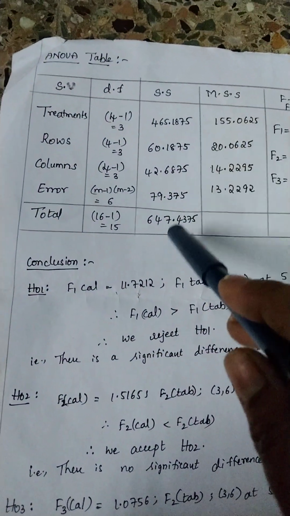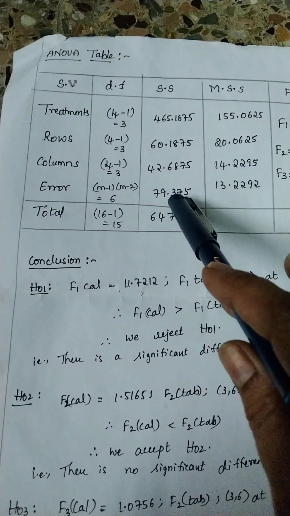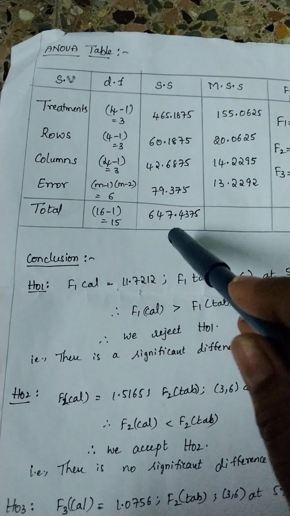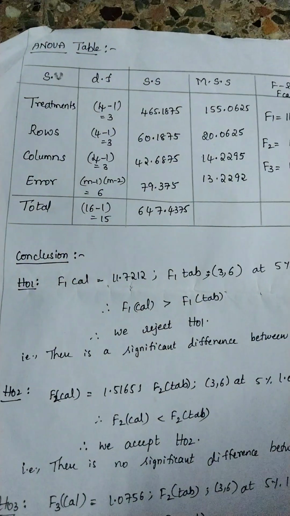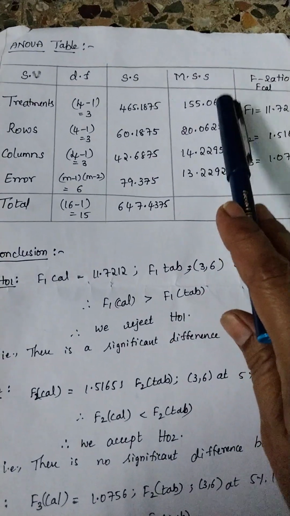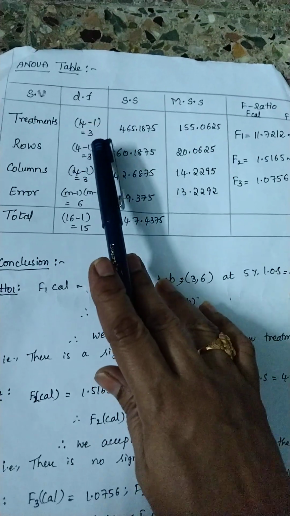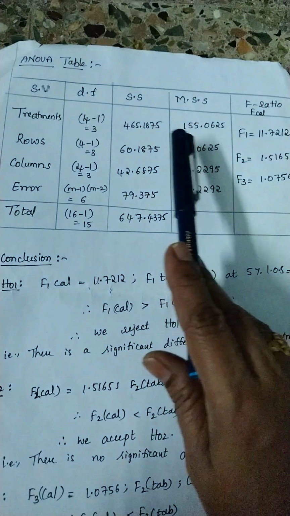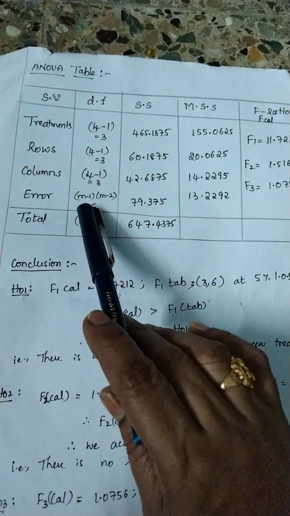Now, whatever we have found, treatment sum of squares, row sum of squares, column sum of squares, error sum of squares and total sum of squares, we are going to write all the values from what we have previously calculated. Now mean sum of squares. What is meant by mean sum of squares? Particular sum of squares divided by its degrees of freedom. This one divided by 3, this one divided by 3 and this one divided by 3.